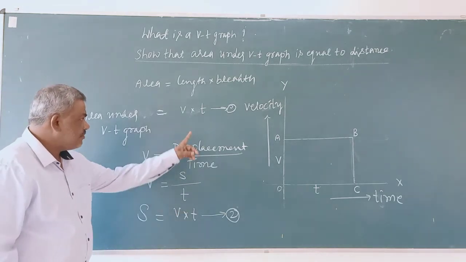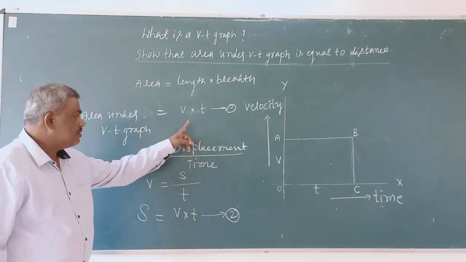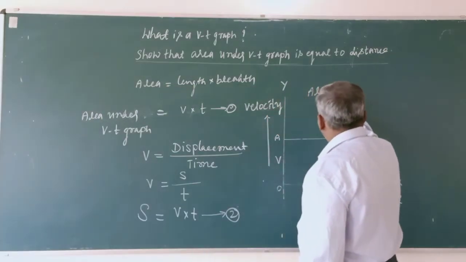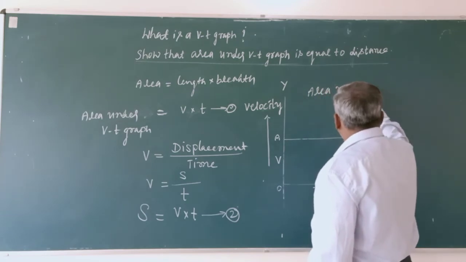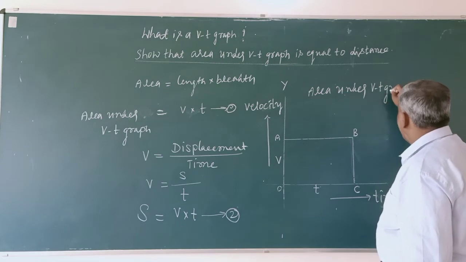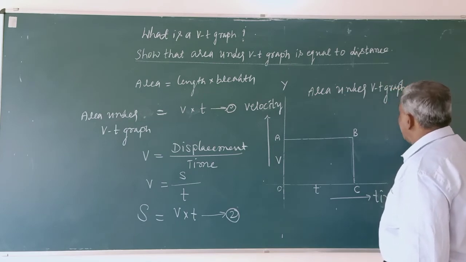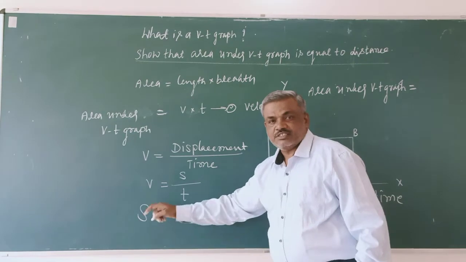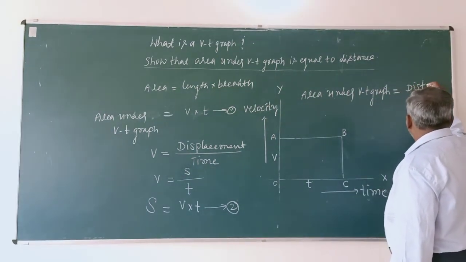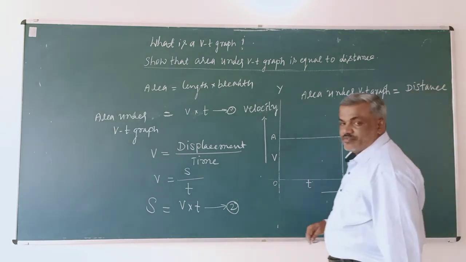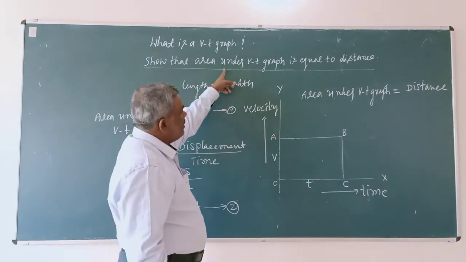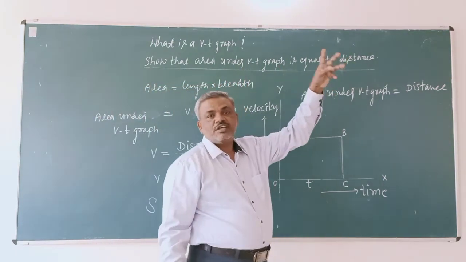Now equating equations 1 and 2, the area under the VT graph equals what? S, the distance traveled. Now your question is: show that the area under the VT graph is equal to distance.